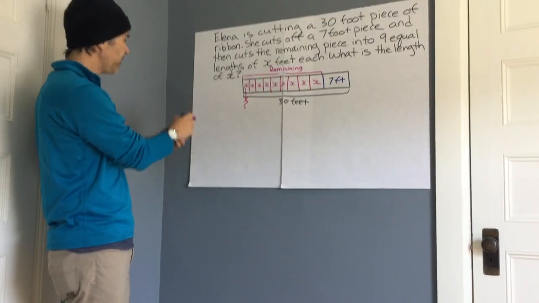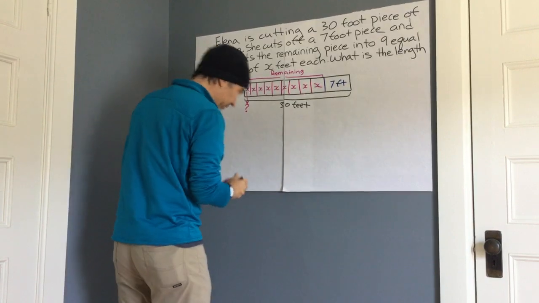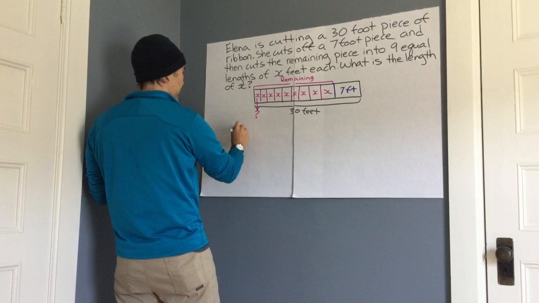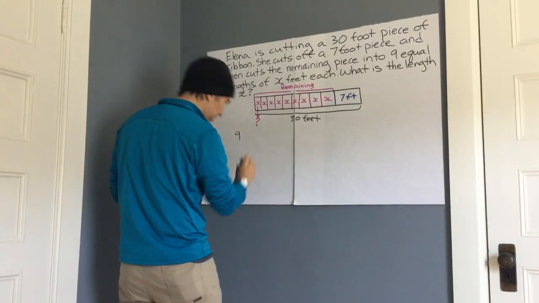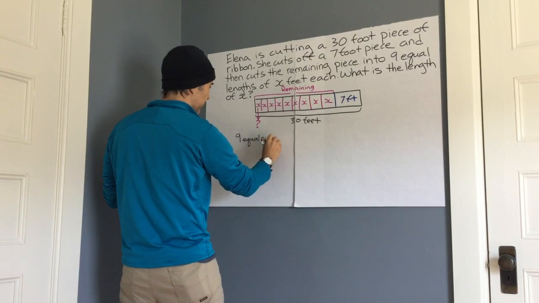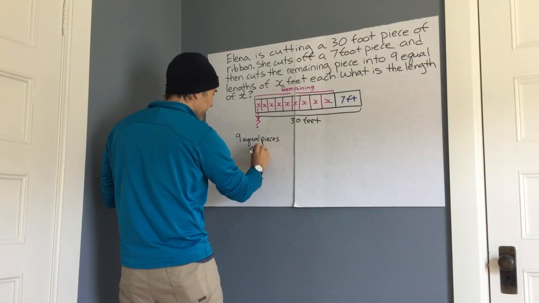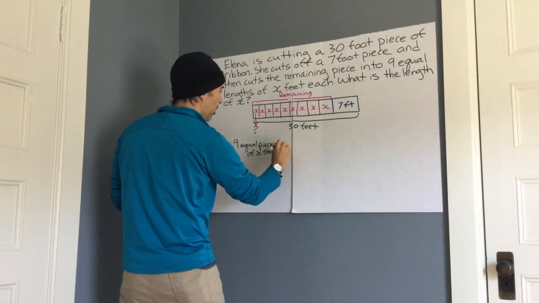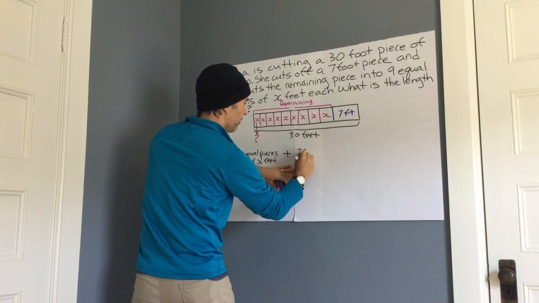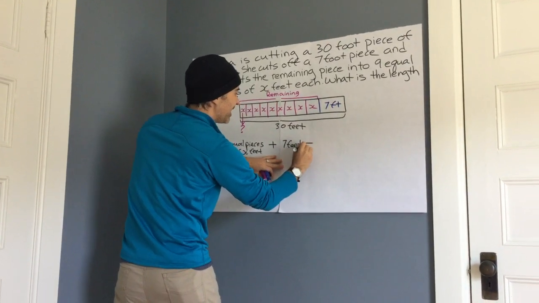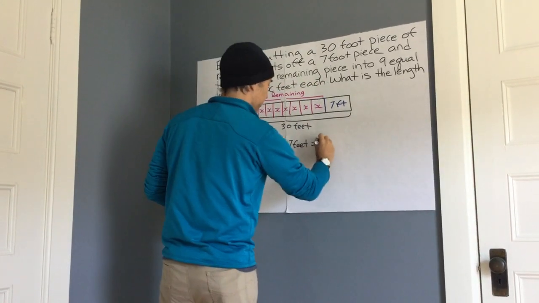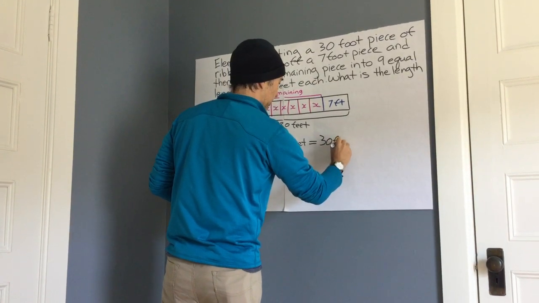So, what I've done is I'm going to write an equation from this tape diagram. I have 9 equal pieces of X feet, plus the 7 feet of ribbon that I cut, and together that should equal my whole 30 feet.